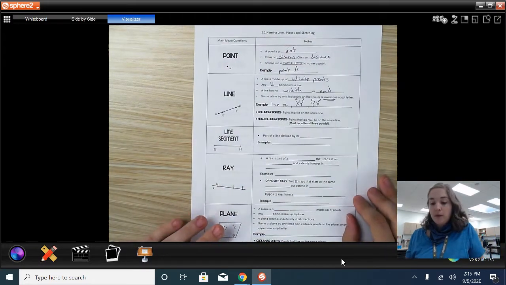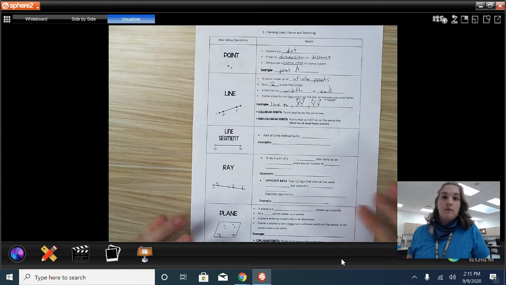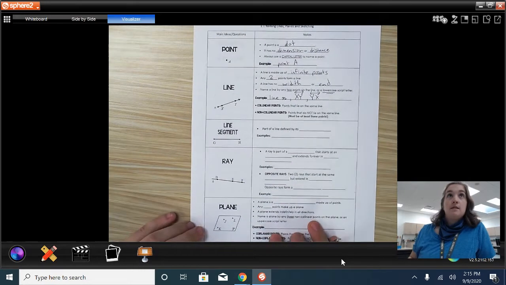So collinear points are points that are on the same line, and non-collinear points are points that do not lie on the same line. So far, so good? I hope so.